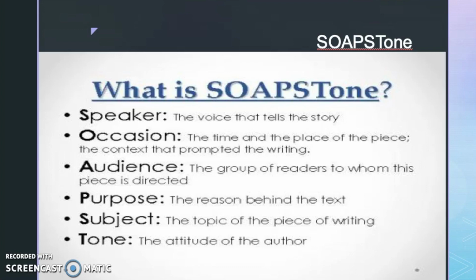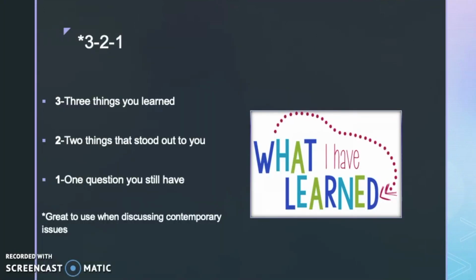The O is the occasion. When was this written? The A is the audience. Who is this piece of literature written for? The P is the purpose. Why was this written? The S is the subject. What is being talked about? And here's a great place also to have students work on the summary, the who, the what, the when, the where, and the why. And then the last, the tone. What is the attitude of the author?